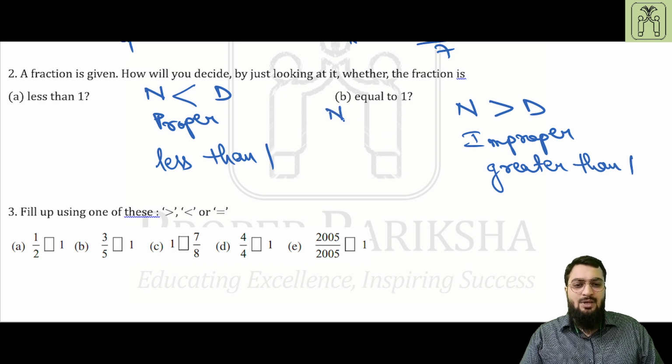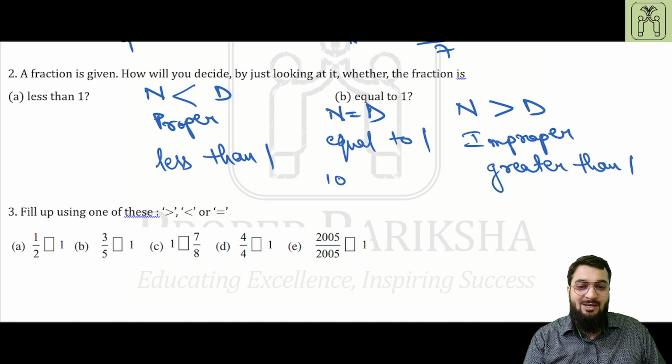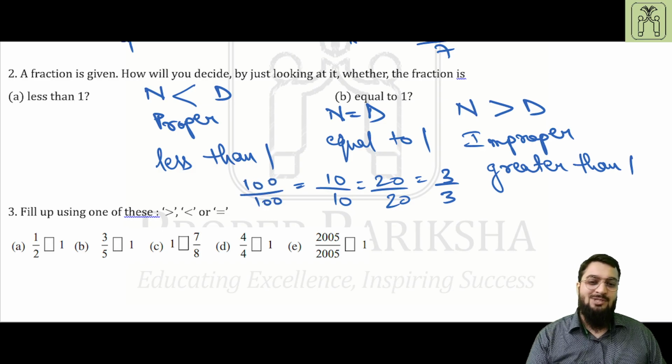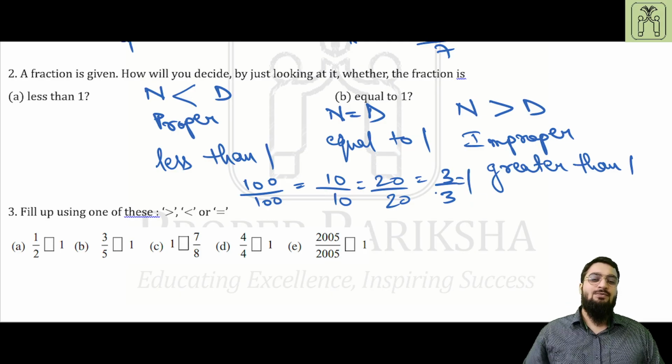And if n is equal to d, then it will be equal to 1. So it will be equal to 1, and that means that 10 upon 10 will be equal to 20 upon 20, will be equal to 3 upon 3, will be equal to 100 upon 100. So these will all be equal because they all are equal to the value of 1.